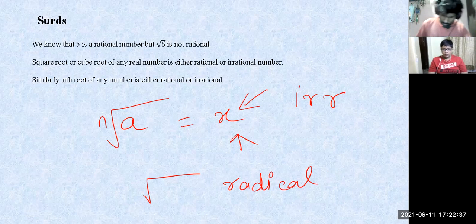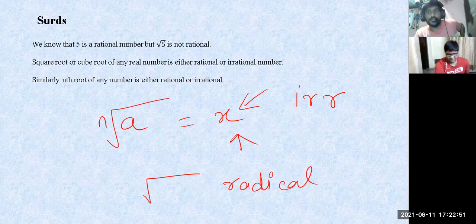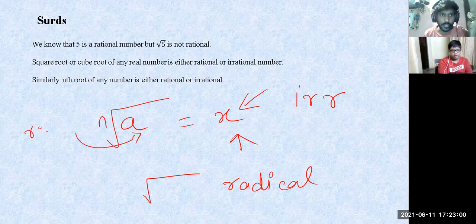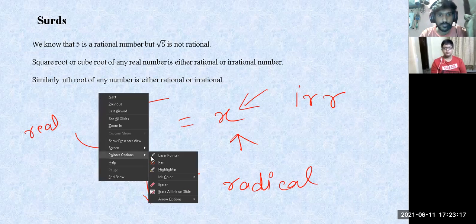Can you say it in your own words? Yes, sir. If we take the nth root of a and it is an irrational number, then x is a surd. Okay, good. And a should be a real number. This a inside should be a real number. So if you take nth root of any real number a, and you get equal to x, and if x is irrational, then it is a surd. Understood? Okay, sir. Let's see examples now.